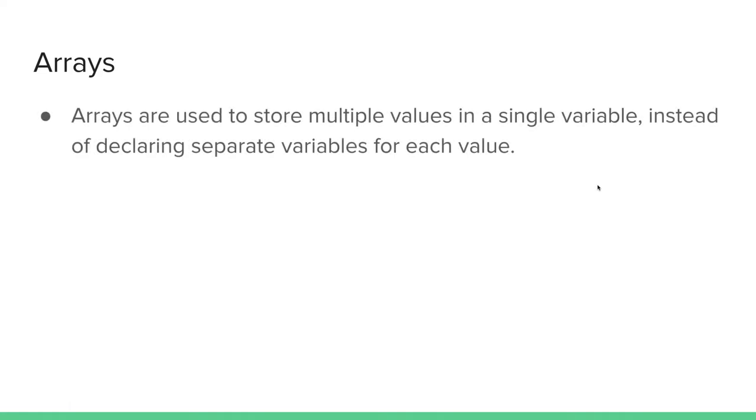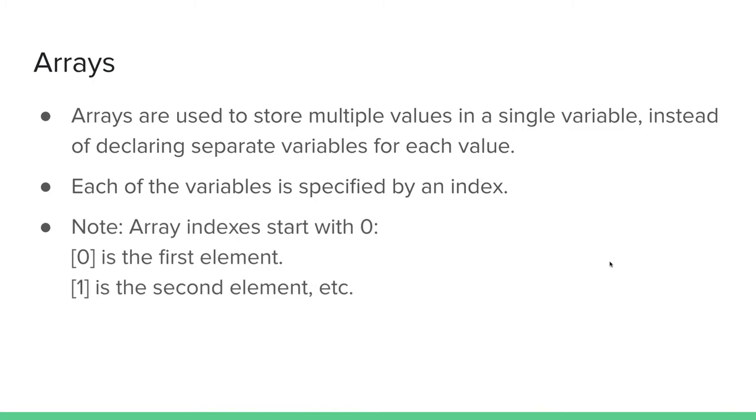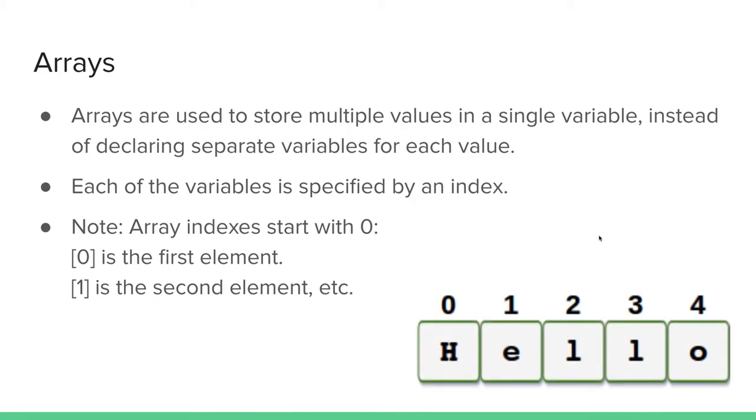Arrays are used to store multiple values in a single variable instead of declaring separate variables for each value. And each of the values is specified by an index in that array. Note that array indexes start with 0. So index 0 is the first element and index 1 is the second element of the array. And here is how it might look on an array chart: 0, 1, 2, 3, and 4.